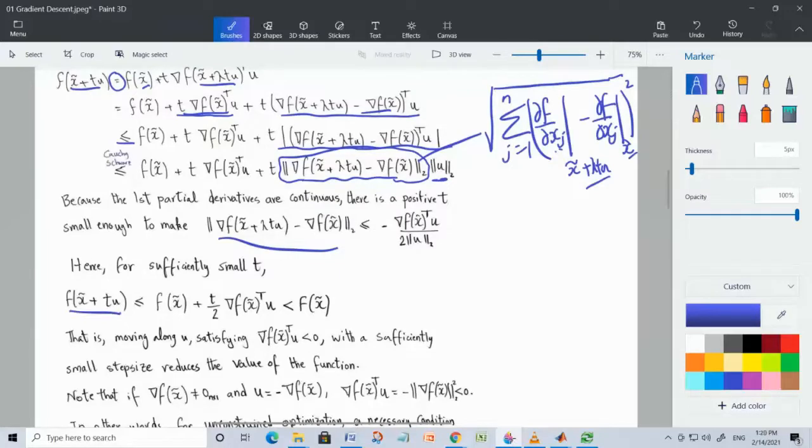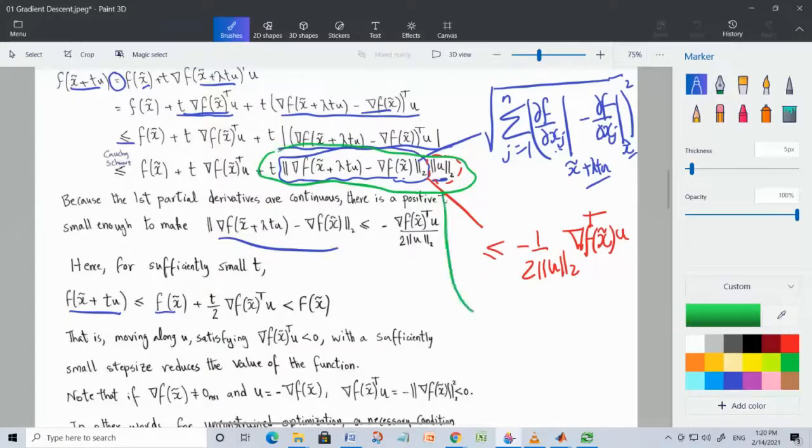So we have f of x tilde plus tu less than or equal to f of x tilde plus this term, which is now designed to be less than or equal to minus 1 over 2 times the inner product, divided by the L2 norm of u. Then you multiply by the L2 norm of u, with the 2 in the denominator, and there is a t here, so the overall term is less than or equal to minus 1/2 t times this negative quantity.